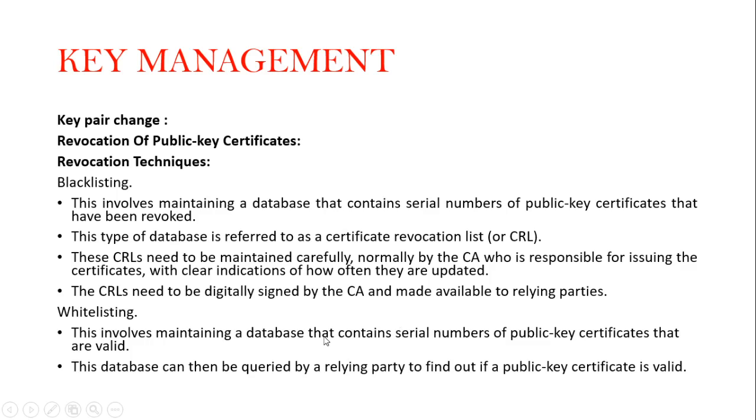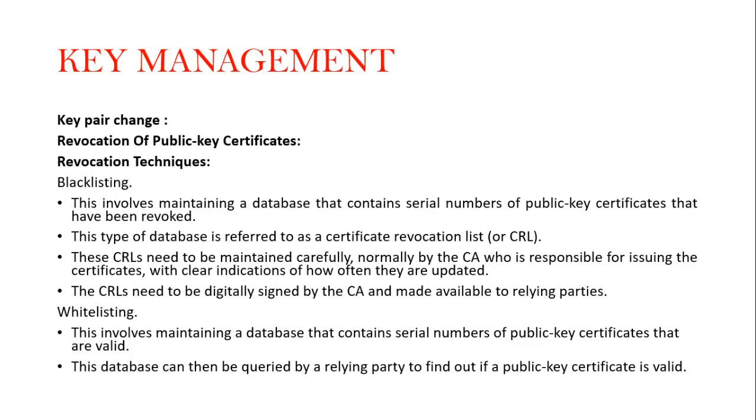Then we have key pair change. At some instant of time during transmission, we need to change the public and private key pair. Then revocation of public key certificates. There are some techniques for revocation. One is blacklisting. This involves maintaining a database that contains serial numbers of public key certificates that have been revoked. This type of database is referred to as a certificate revocation list (CRL).